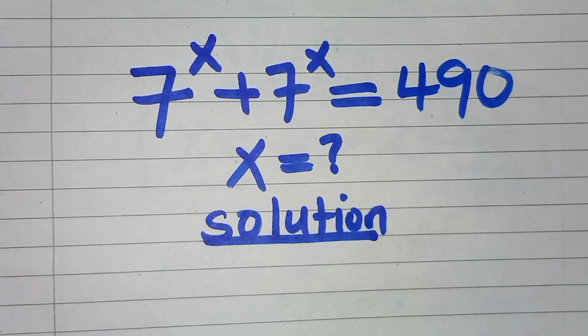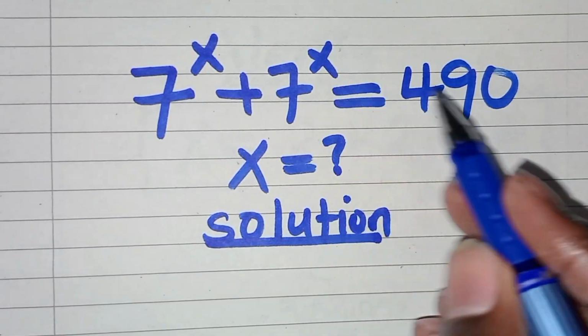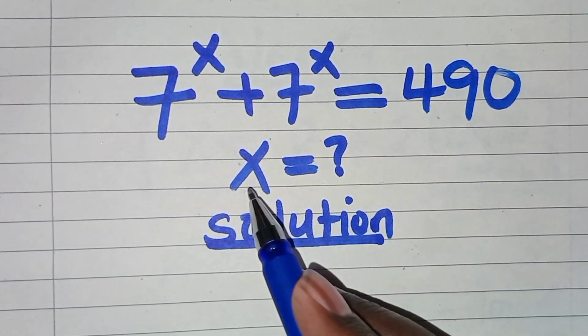Hello everyone, welcome to the video. Given this nice exponential equation, 7 to power x plus 7 to power x is equal to 490, what is the value of x?